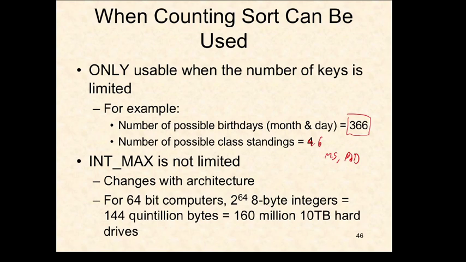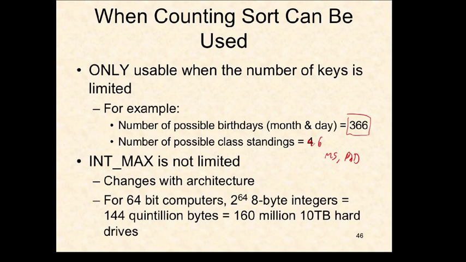What you can't do, and we added this slide because people tried to pull this on the exam once, is say, ooh, I'll just make an array of size max int. Well, you can't make an array of size max int. For example, on a 64-bit architecture, to make 2 to the 64th 8-byte integers would require 160 million 10 terabyte hard drives. That doesn't fit in memory. When we use counting sort, we want to fit it in memory. Int max does not fit in memory.